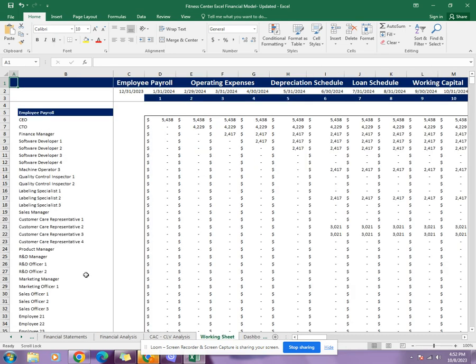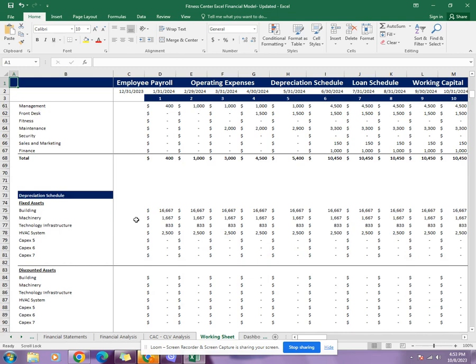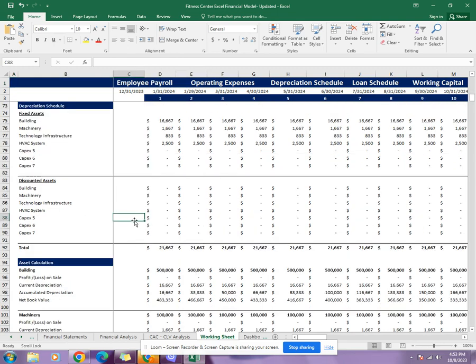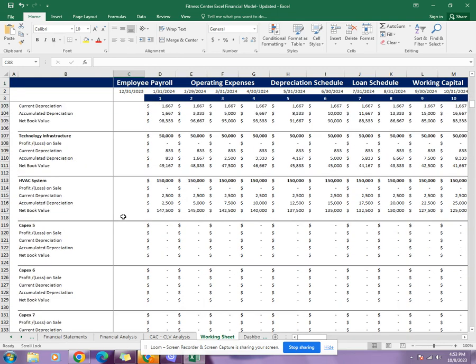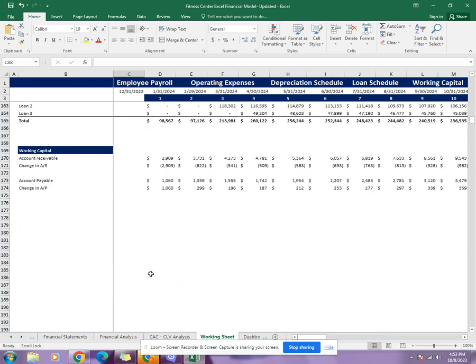Then comes the working sheet. The working sheet basically gives you the calculations for different information that is being used in the financial statements. This includes employee payroll, operating expenses, depreciation schedule, loan schedule, as well as the working capital.